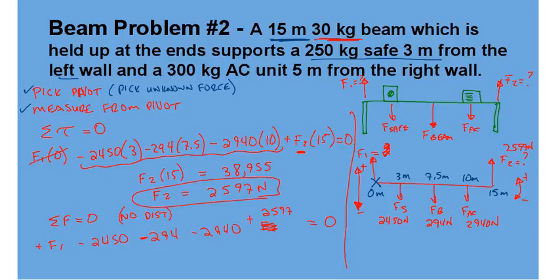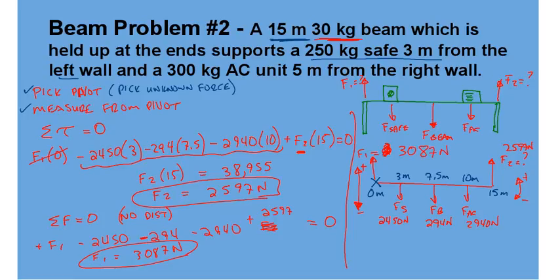Okay, so again, some real easy math. I'm going to do this on the wrong side here and make everything positive except for the last one, which is negative, and then put it on the other side, if that makes sense. 2,450 plus 294 plus 2,940 minus 2,597 would simultaneously add all those up and put them on the other side and give me 3,087 newtons for F1.